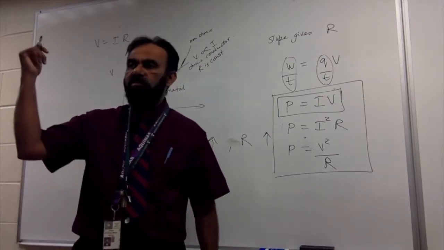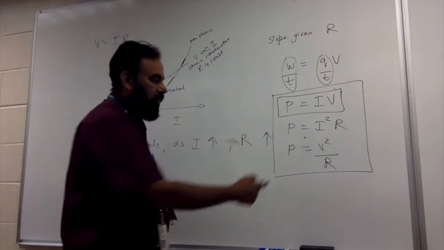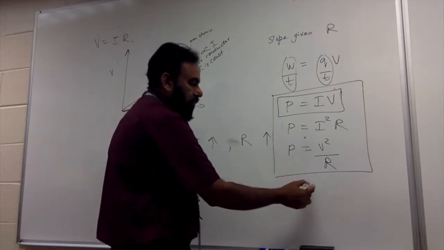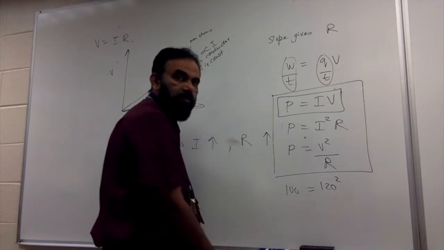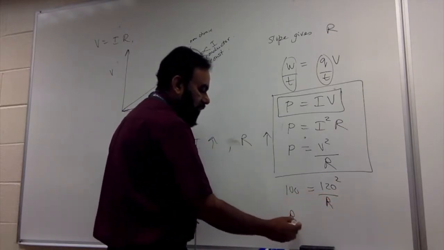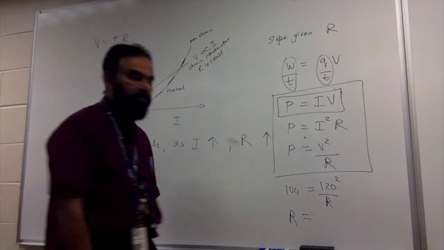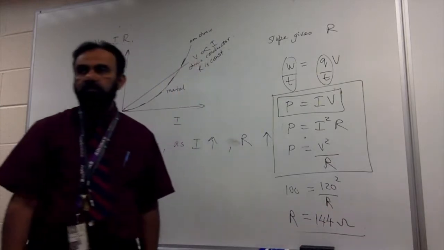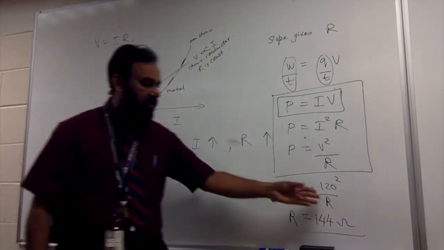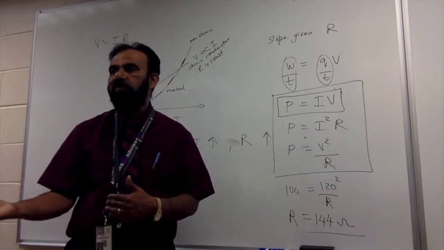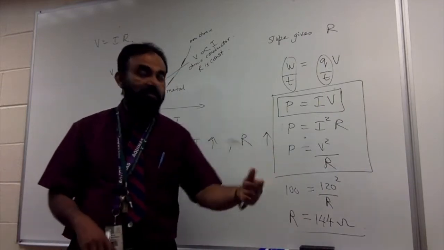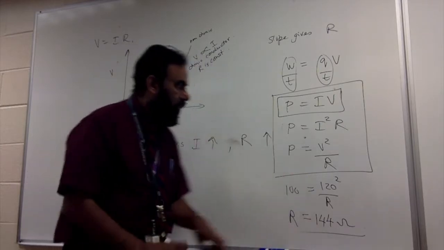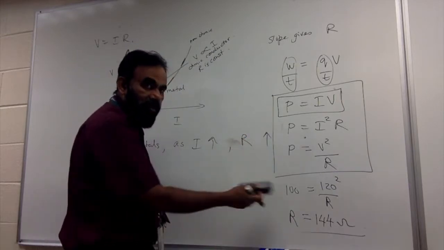So if I asked you what's the resistance of the television, straight away, you can use this equation. Power is 100 watts. Voltage is 120 volts over resistance. Can you find that out? Cross multiply, and you'll see it's 144. You can use any equation literally to get there. So when you use this equation, you don't care about the current. Previously, you used the value of current to get the resistance, but you can use this straight away. Got it? Okay.